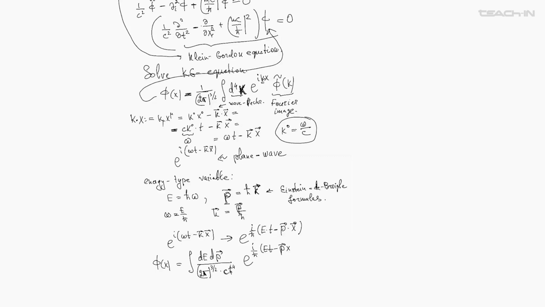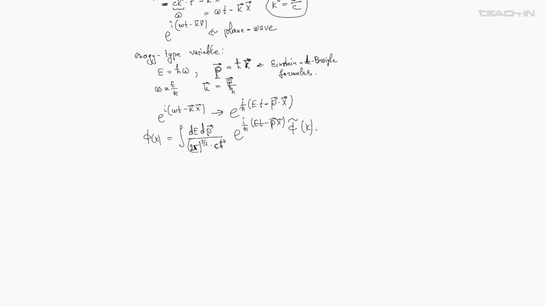And the final thing is that you take one of these representations, for instance this one, plug it into the Klein-Gordon equation, and you discover that the Fourier image must satisfy the following equation. E over c squared. Here there will be phi tilde, depending now on the 4-component p.